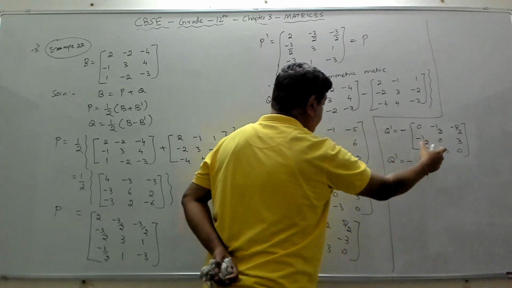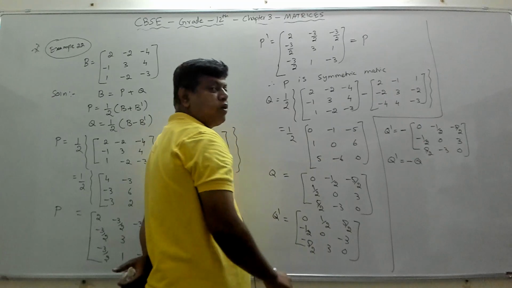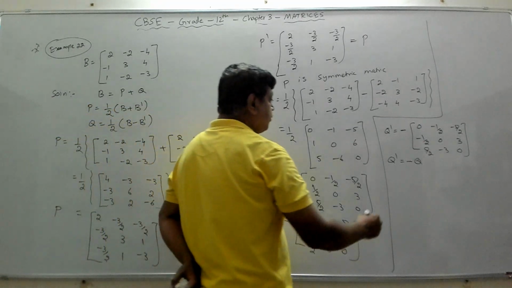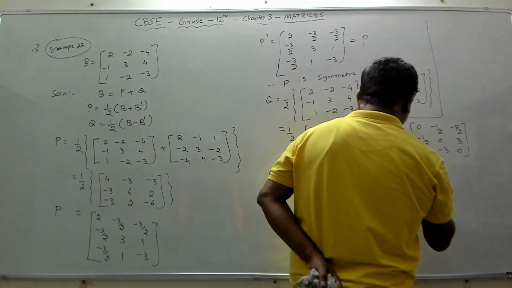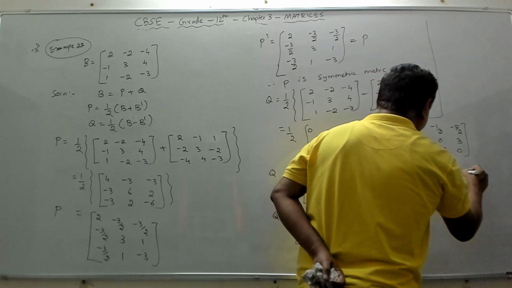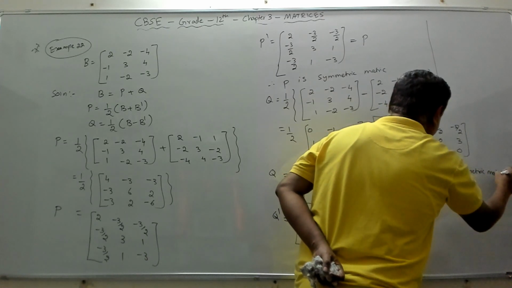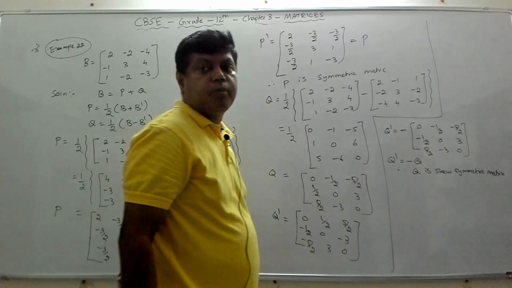But what is this matrix? This matrix is your Q matrix. So this is Q. So we proved Q transpose is equal to minus Q. Therefore, Q is a skew symmetric matrix. It's a skew symmetric matrix.